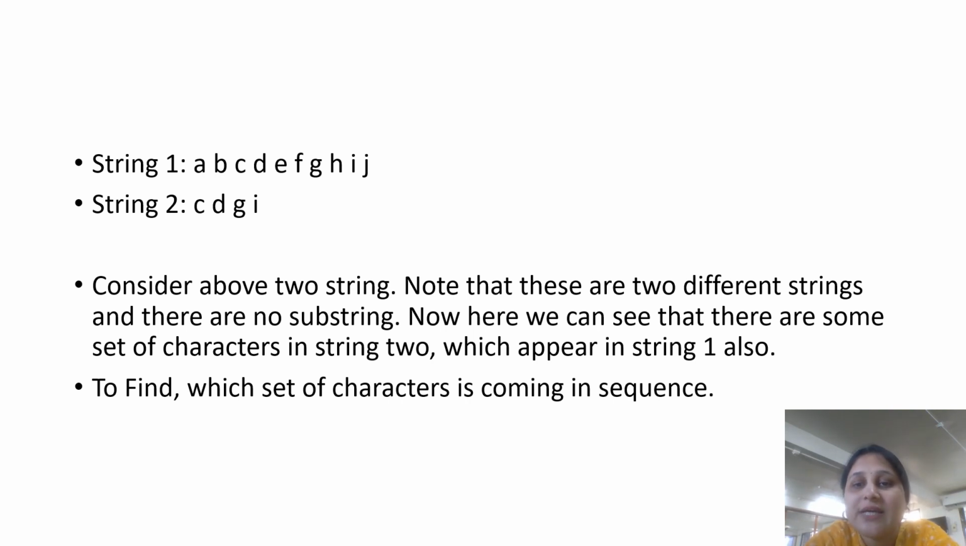Okay, now here we can see that there is a set of characters in string 2 which are appearing in string 1 also. For example, you can see here the alphabet C. C is present in string 1 and in string 2 also. Similarly, D is present in string 2 and string 1 also. G is present in both the strings and I is also present in both the strings. Now we have to find which set of characters is coming in sequence. Okay, means in common.